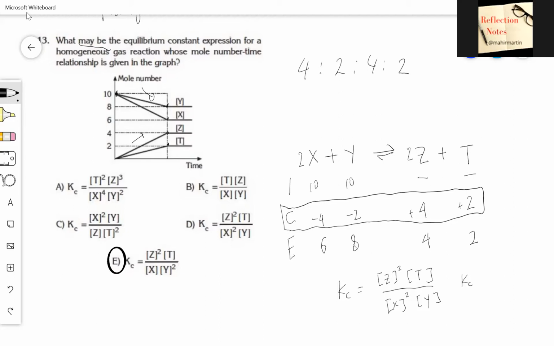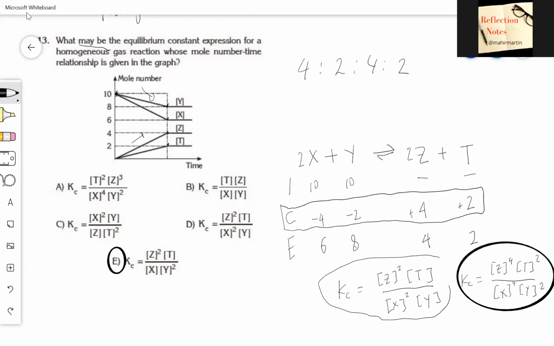Kc can also be Z to the power of 4 times T to the power of 2 over X to the power of 4 and Y to the power of 2. It is also one possibility for this reaction's Kc, but there is no answer like that. So we actually have many possibilities for this reaction. It depends on the coefficients, because the ratio 4, 2 can also be 2, 1, and 6, 3 is also possible. But the only choice here is this.